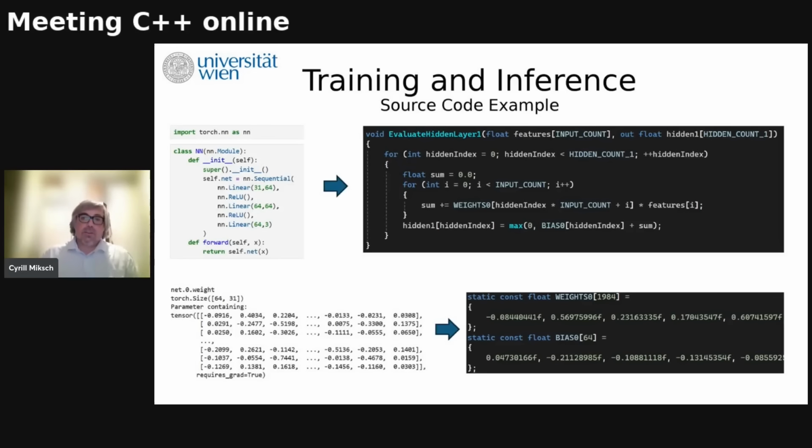Here you can see a short source code example of this kind of translation or transfer between the Python side and the renderer side. On the left side, in the upper left, you see the neural network, and it becomes, for example, the ReLU activation function, which is basically just the max function. On the lower part, you see the tensor weights in Python, in the Jupyter Lab notebook, which runs Python, and on the right side the C-style arrays.